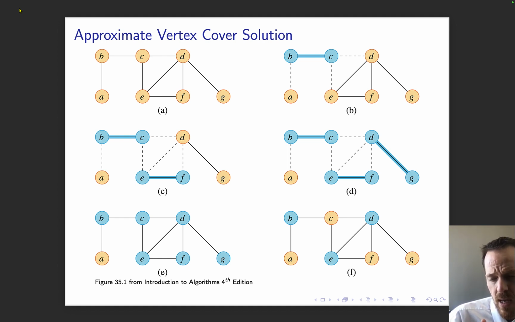So while the optimal vertex cover, which is shown in the bottom right here, is B, D, and E, a size of 3 vertices, this approximation algorithm, at least with this run through, comes with a solution of size 6, twice as large. But for large graphs, it runs much quicker.